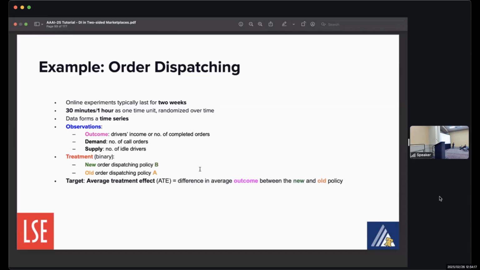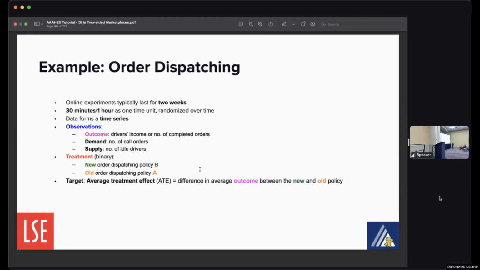The first one corresponds to the observations that we observe at each of those 30 minute or 1 hour time intervals. It is typically a vector which contains our outcome of interest, which can be either the driver's total income within those 30 minutes or 1 hour time interval, or the number of completed orders. Additionally, we will also collect the number of call orders and number of idle drivers within this 30 minute or 1 hour time interval.